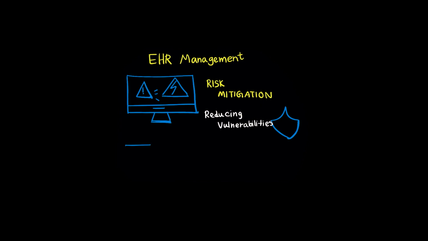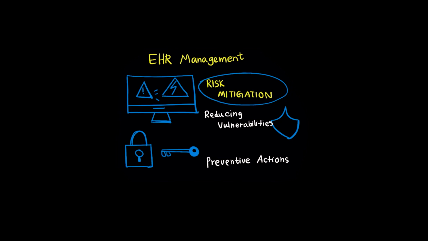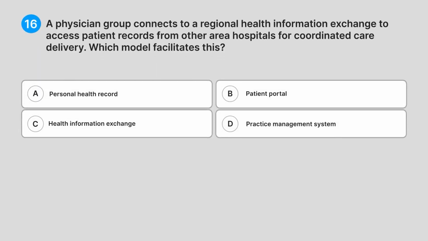This might include stronger password requirements, data encryption, access restrictions, or system monitoring enhancements. Risk mitigation isn't about identifying risks or planning for disasters. It's about taking preventive steps to reduce the likelihood or impact of security incidents. These proactive measures protect patient information and maintain system integrity before breaches can occur.